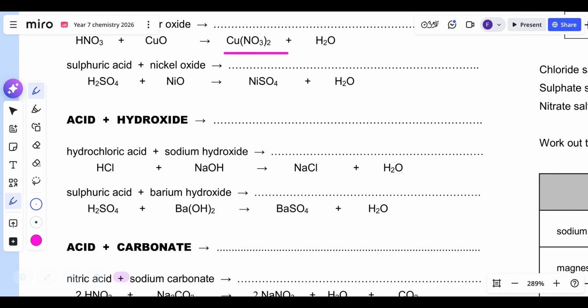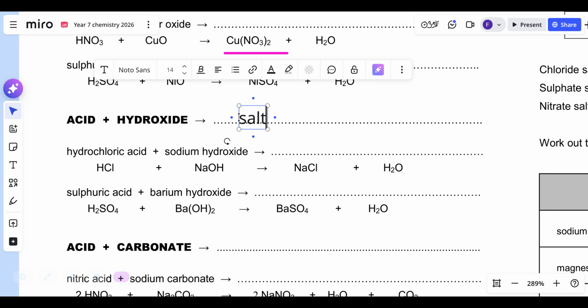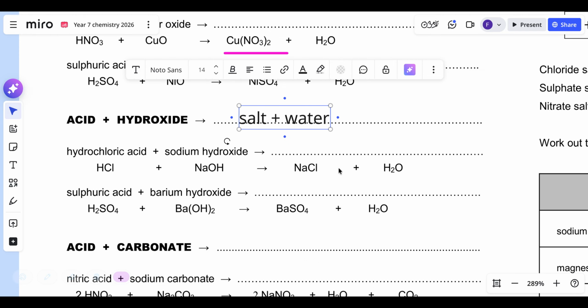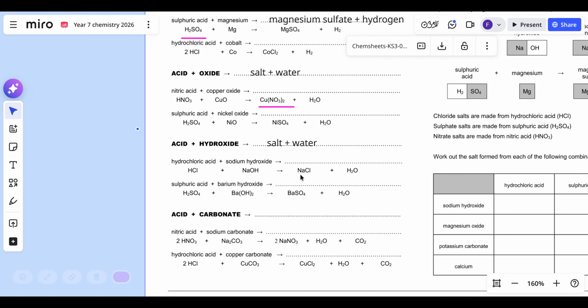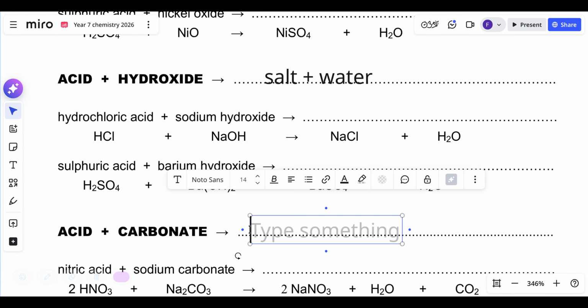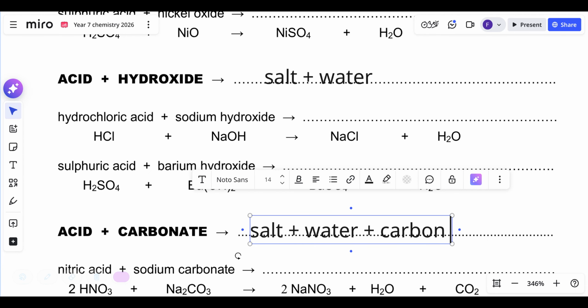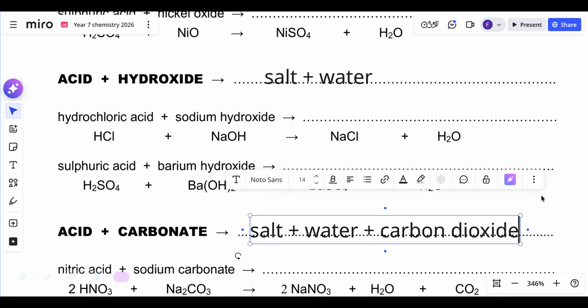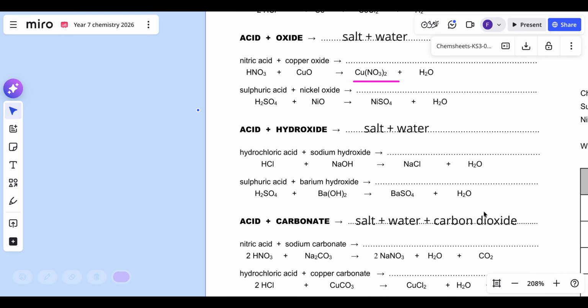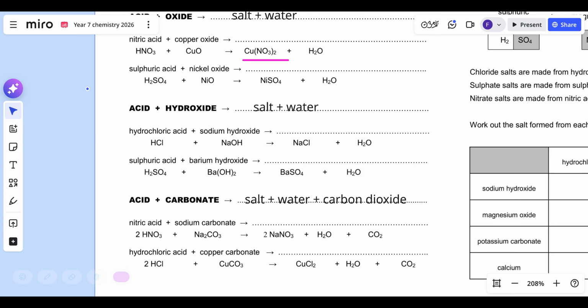Now, the next one we've got on here is acid and hydroxide gives salt plus water. Again, you don't have to do that. You have to name these underneath it. All right, I will finish off the carbonate, which is salt plus water plus carbon dioxide. You've got to get so good at this. It's as simple as someone saying to me, what's 7 times 2? I don't think about it, hopefully you don't, and I go 14. And it has to become like that.